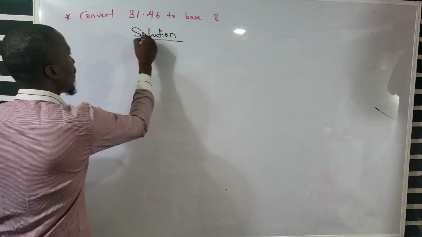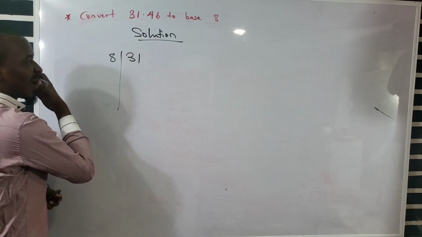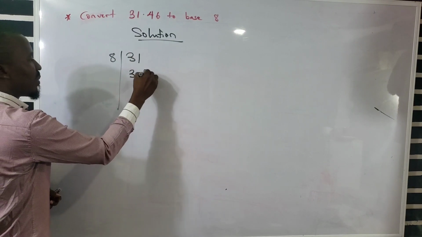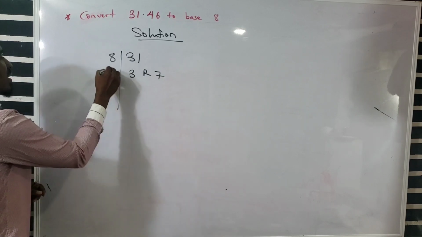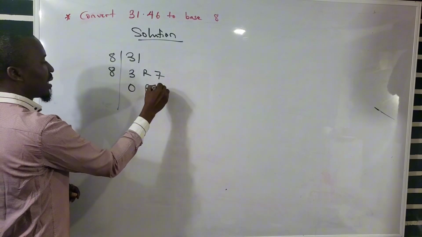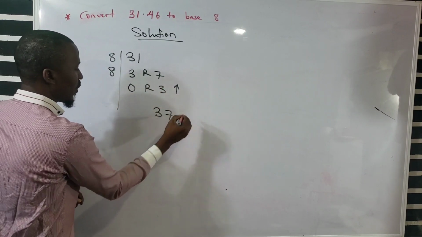Solution. You have 31. So you have your 8. 8 in 31 will give us 3 remainder 7. So 8 again, we have 0 remainder 3. So when you take it from down, you have 37. Point.